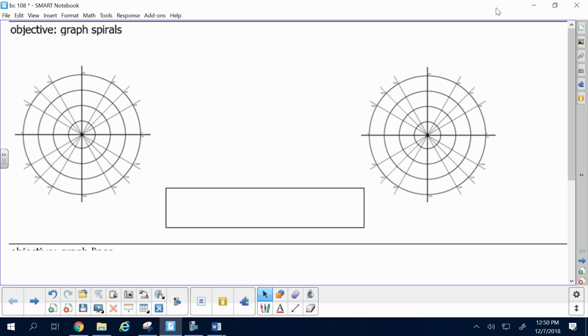Finish spirals, let's finish polar, then we're on to vectors. I have one page on vectors.